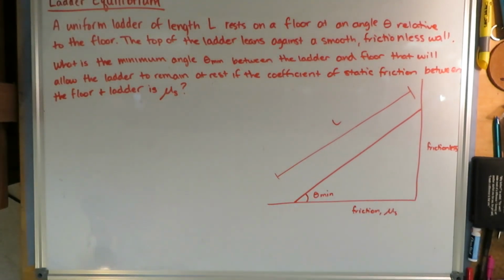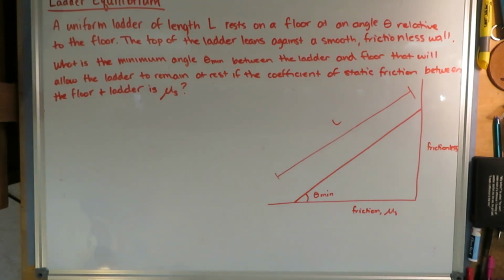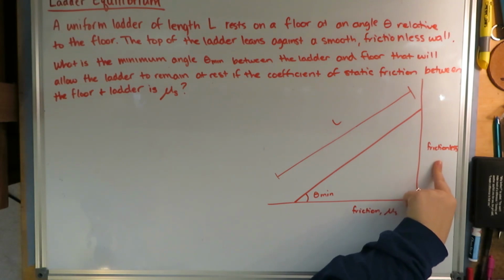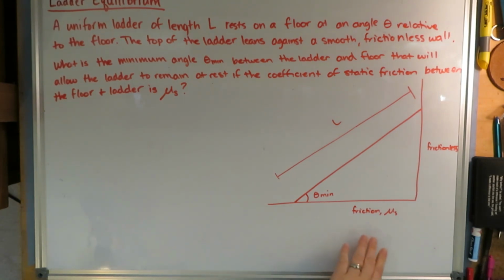All right, so let's take a look at this example. We have a uniform ladder of length L, so they're giving us the length, and it makes an angle theta relative to the floor, so we have a theta here. The top of the ladder leans against a smooth frictionless wall, and we want to find the minimum angle theta min between the floor and the wall that will allow the ladder to remain at rest if the coefficient of static friction between the floor and the ladder is mu s. So that's the information we're given.